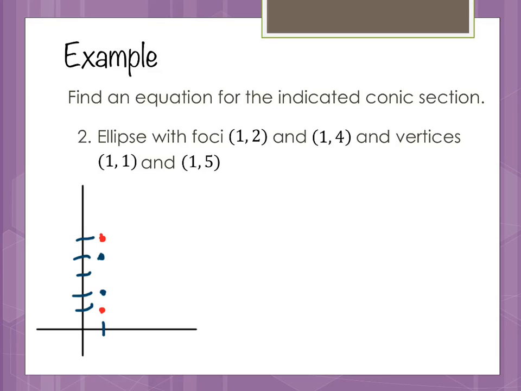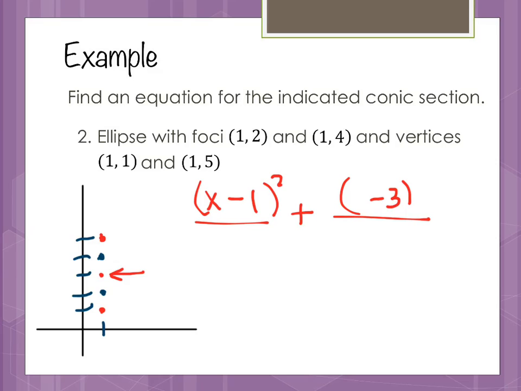Now, here's the deal. What is the center of this ellipse? Let me do that first. Yeah, it's this point right here, halfway between, right? It's (1, 3). So in terms of writing my equation, I know I have an x value of 1 and a y value of 3. So this is (x minus 1) squared, (y minus 3) squared, and it always is equal to 1. That's exactly how simple that is.